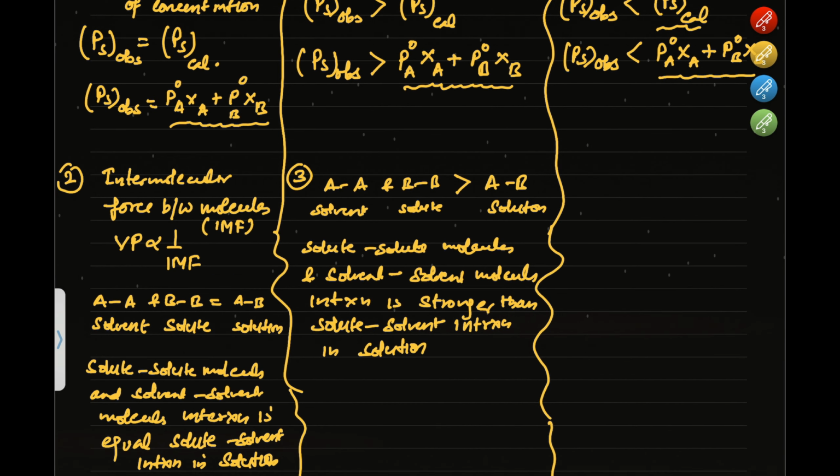In negative deviation of Raoult's law, the solute and solvent molecule के बीच में जो इंटरेक्शन है, सॉल्वेंट सॉल्वेंट मॉलिक्यूल के बीच में जो इंटरेक्शन है और सॉल्यूट सॉल्यूट मॉलिक्यूल के बीच में जो इंटरेक्शन है, वो वीकर इंटरेक्शन है देन द सॉल्यूट एंड सॉल्वेंट मॉलिक्यूल इंटरेक्शन इन सॉल्यूशन. तो दिस वी कैन राइट like this.